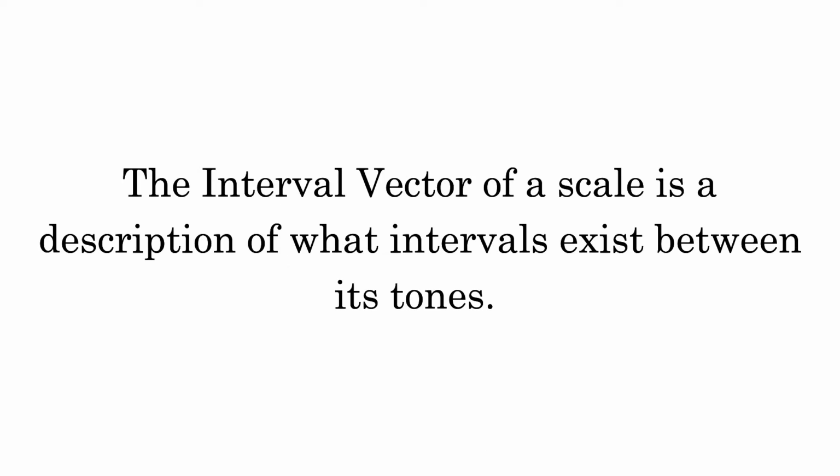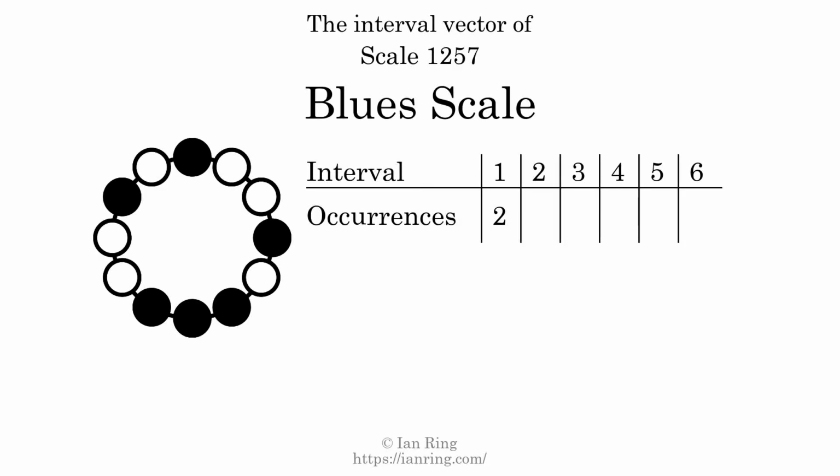The interval vector of a scale is a description of what intervals exist between its tones. There are 2 intervals with the size of 1 semitone. They are here and here. There are 3 intervals with the size of 2 semitones. They are here, here, and here.